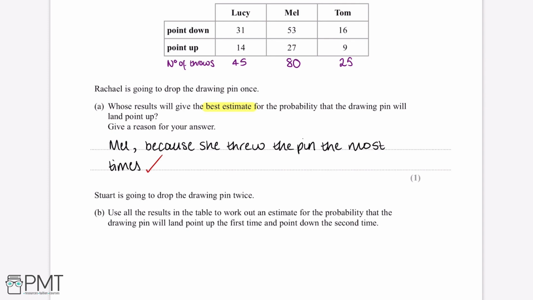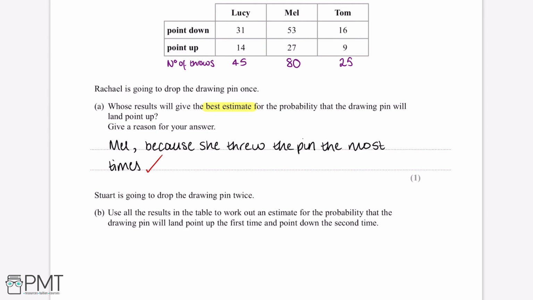Stuart is going to drop the drawing pin twice. Use all the results in the table to work out an estimate for the probability that the drawing pin will land point up the first time and point down the second time. So the first thing we'll need to do for this question is work out the probability that the pin will land point up and then the probability that the pin will land point down.